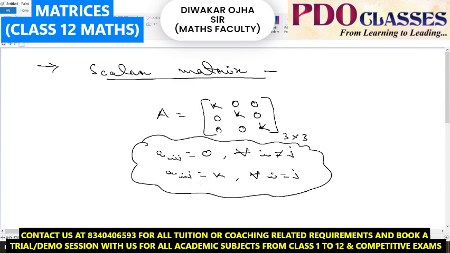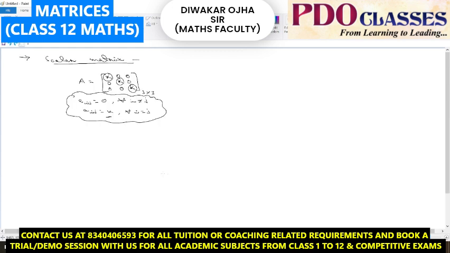That means when i and j are equal, that means if I am discussing a11, a22, a33, a44, a55, the numbers will be exactly the same. If it is 2, it will also be 2 and 2, right? Okay, this is the basic idea of the scalar matrix.